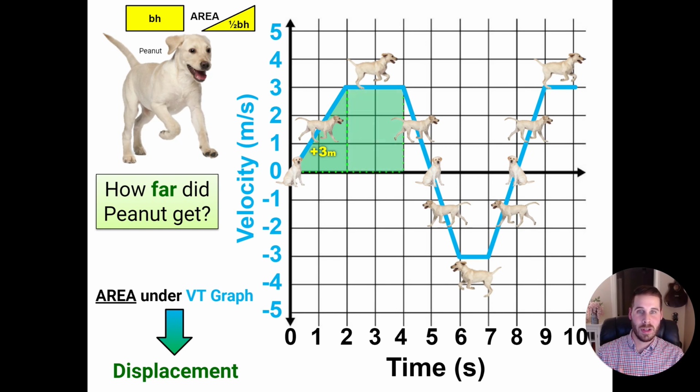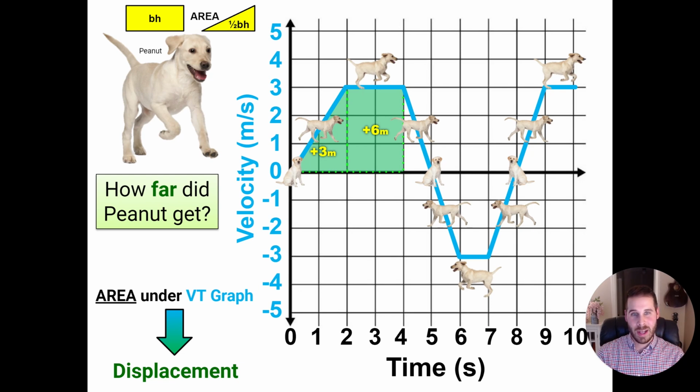Let's look at the next section, which is between 2 and 4 seconds. I can easily pick out a rectangle there. The area of a rectangle is base times height. So the base of that rectangle is 2, the height is 3, 2 times 3 is 6. So in that time period between 2 and 4 seconds, Peanut went forward 6 meters.